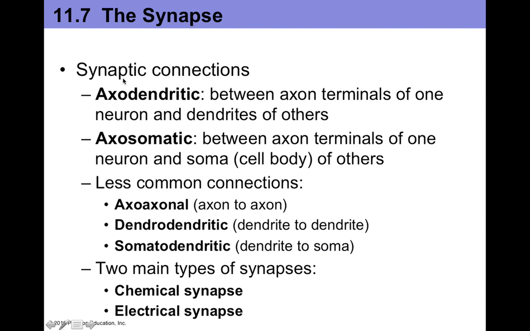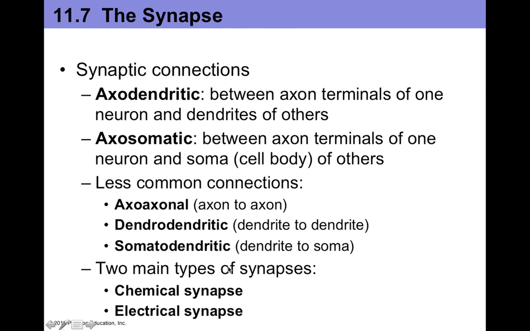Now, in terms of where synapses can occur, they can either be axodendritic or axosomatic. Axo refers to the axon, dendritic refers to the dendrite. So axodendritic synapses are between axon terminals of one neuron and the dendrites of another. However, a lot of other axon connections can also be somatic, where the axon terminals of one neuron actually synapse on the soma or cell body of another. Now, there are other types of connections as well, like axo-axonic, dendrodendritic, and somatodendritic, but these are more rare.